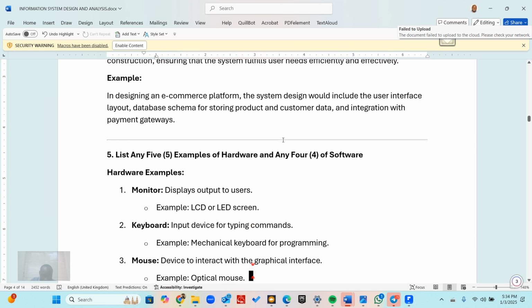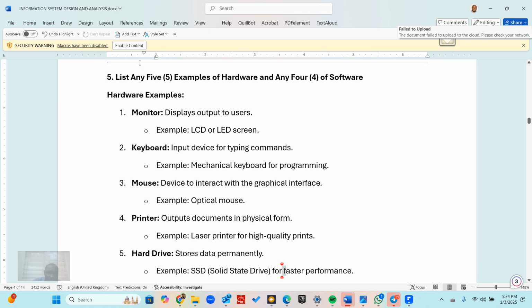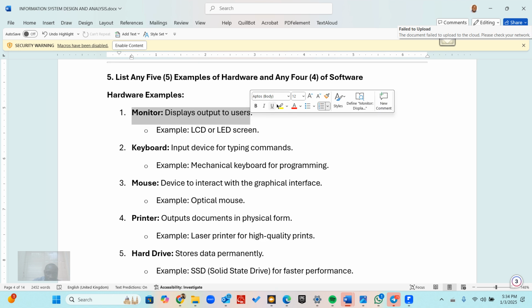Let's move on. We have here the fifth question. This falls under the easy category. List any 5 examples of hardware and any 4 examples of software. The monitor displays the outputs for users under the hardware examples. We have the LCD and LED screen.